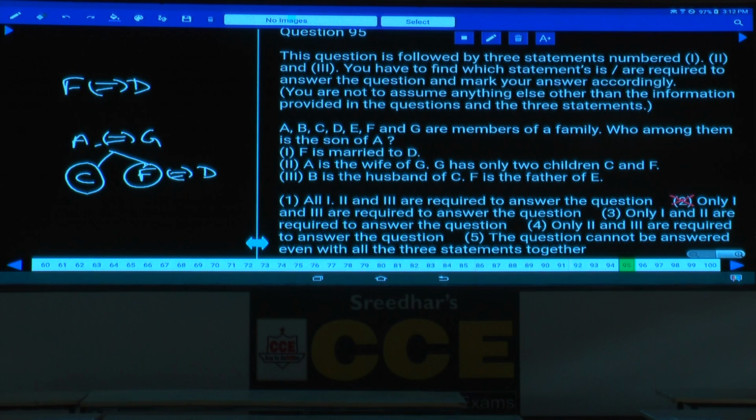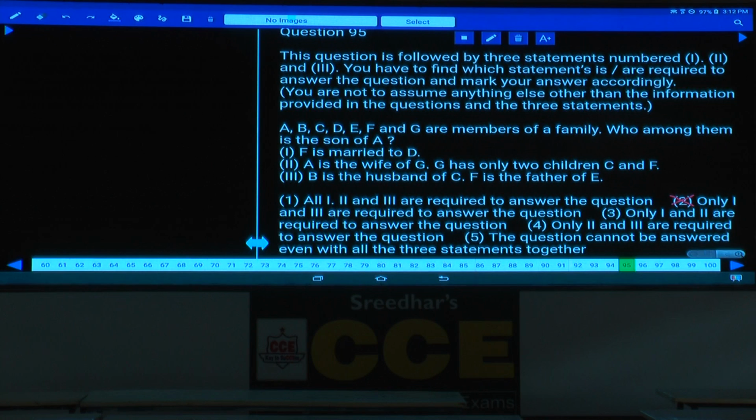Then coming to choice 3. What is given in this choice 3, tell me? Now in this choice 3, 1 and 2. Now we have taken 1 and 2 only. 1 and 2 is the same as before, and that means 3 is not your answer. Then let us check out 1 and 3. Now in 1 and 3, what is one here? F is married to D. And what is the third one here?